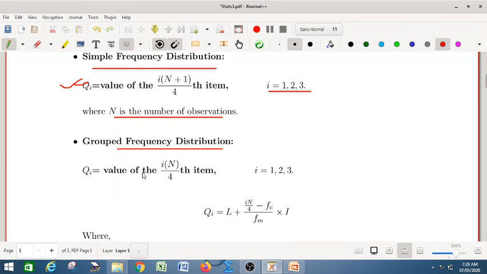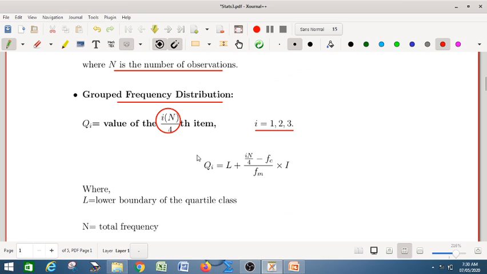And for group frequency distribution, as usual, for median we calculate n by 2. So here i equal to 1, 2, 3, value of the i n by 4th item, for median i equal to 2. So your formula looks like the median formula. You look at that, it's the same formula you are using. Qi is equal to L plus (i n by 4 minus Fc) by Fm into i, where i is 1, 2, 3. So for Q1, that is for first quartile, n by 4th item. Q2, n by 2, that is 2n by 4th item. And for Q3, third quartile, 3n by 4th item.